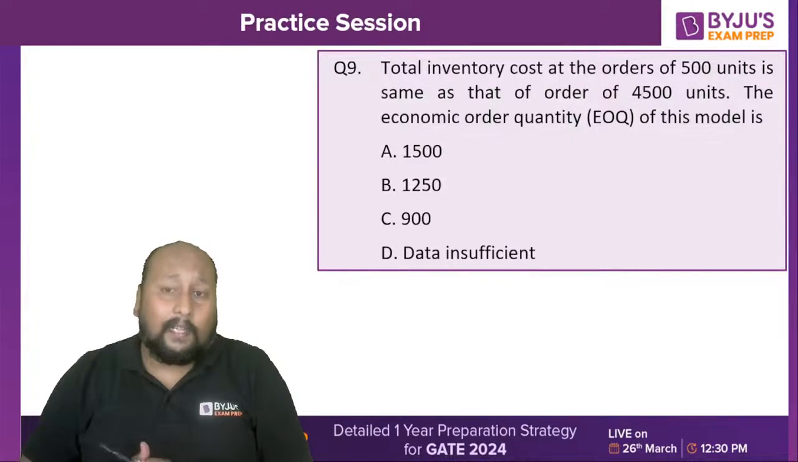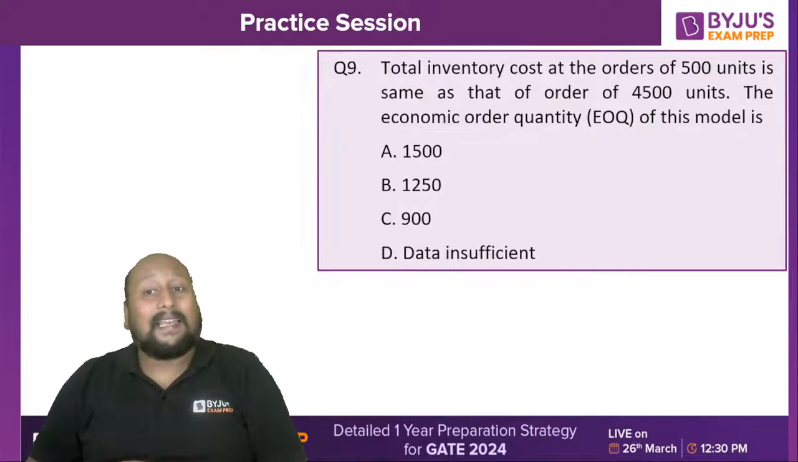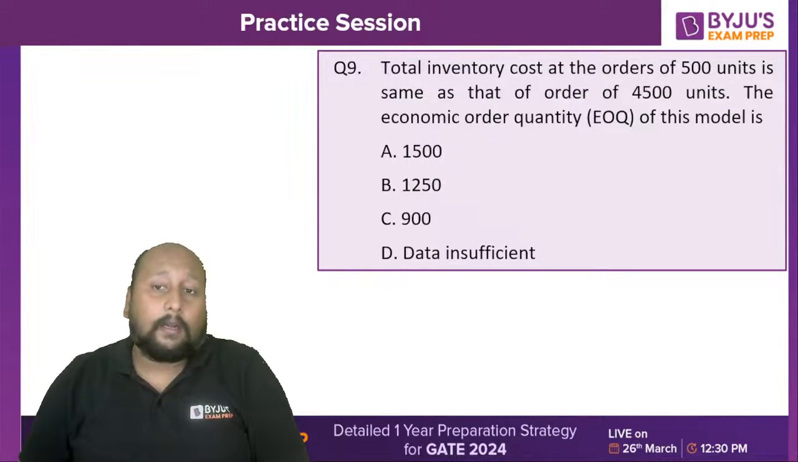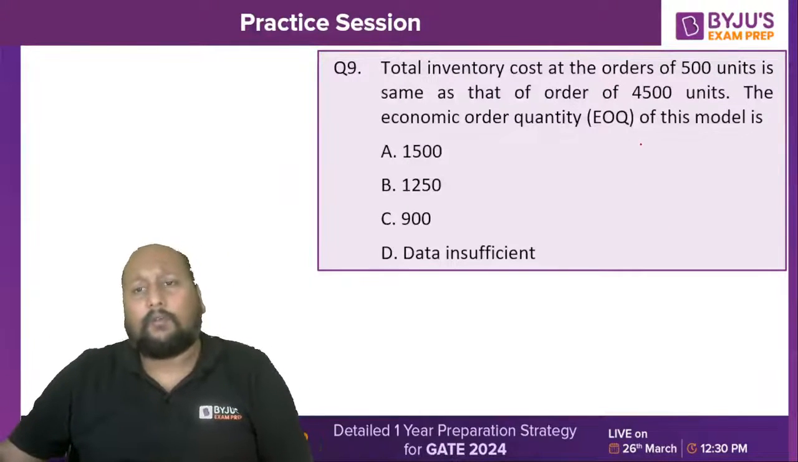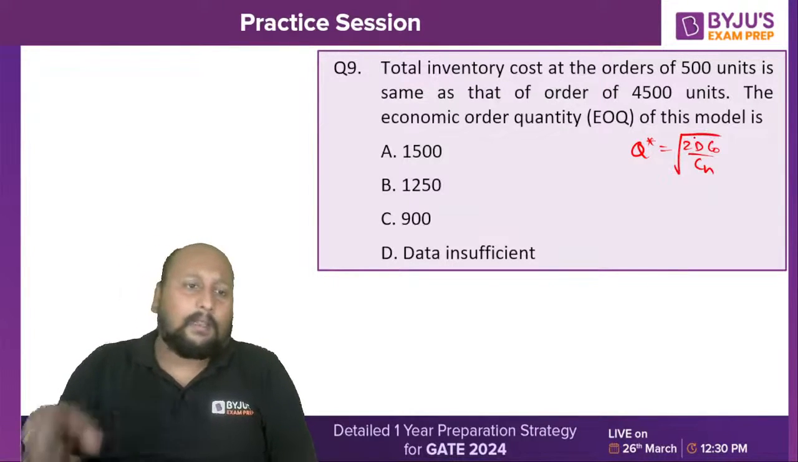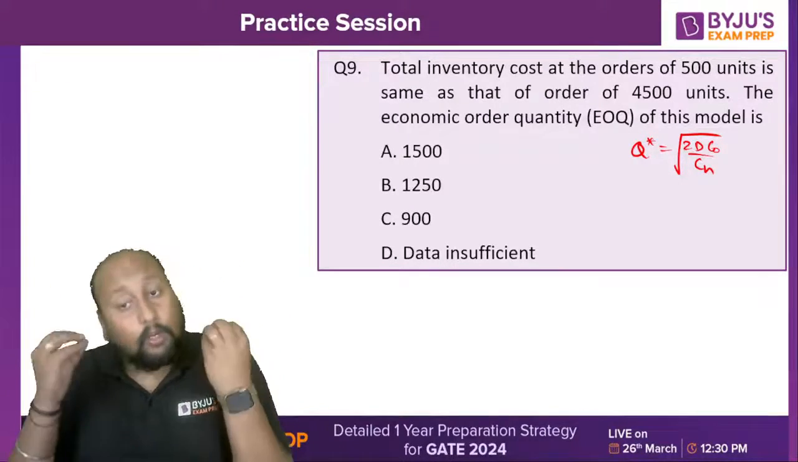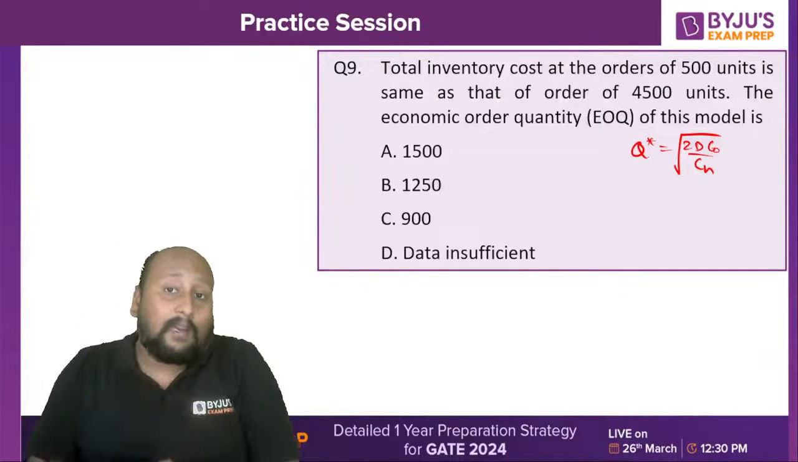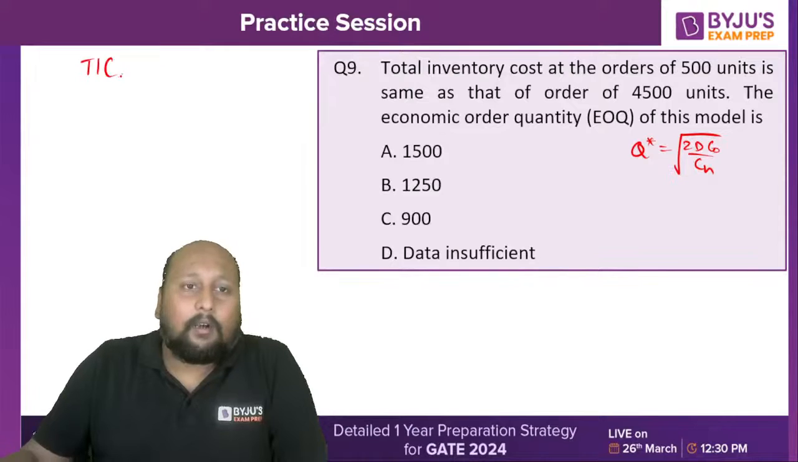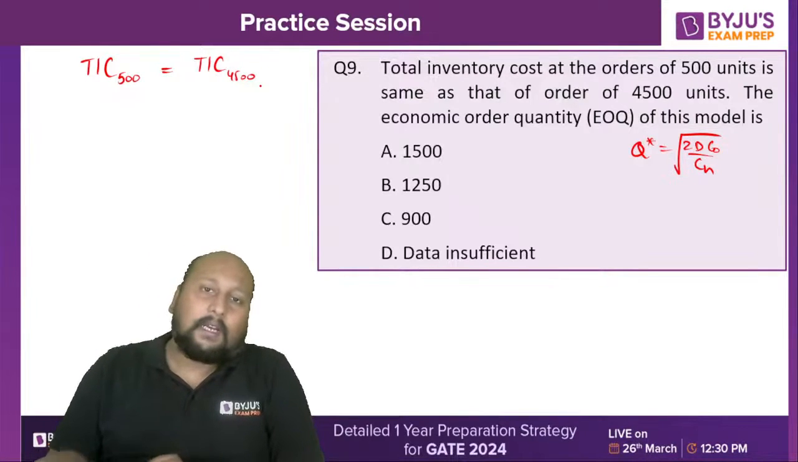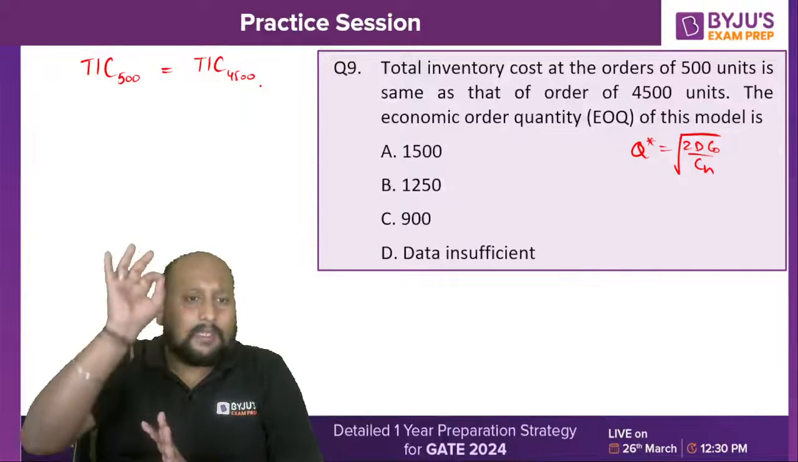The total inventory cost at an order of 500 is exactly the same as that of the order at 4500. What is the economic order quantity? Now, for calculating economic order quantity, we use the relation Q star equals root of 2DCO by CH. But in this problem, they are not giving you the value of D, not even CO, not even CH. But they have given one condition, that the total inventory cost at 500 units is exactly equal to the total inventory cost at 4500. They have given you this condition. So can we apply it? And this is not EOQ, this is a simple condition, right?